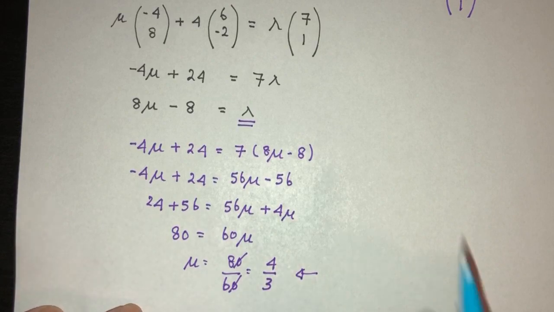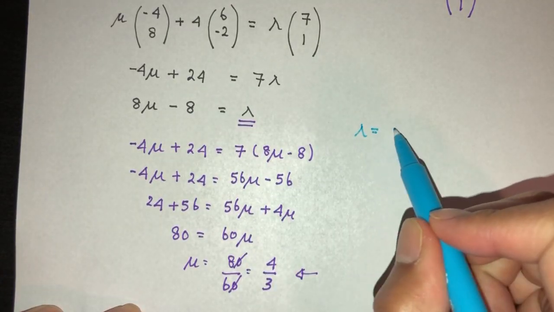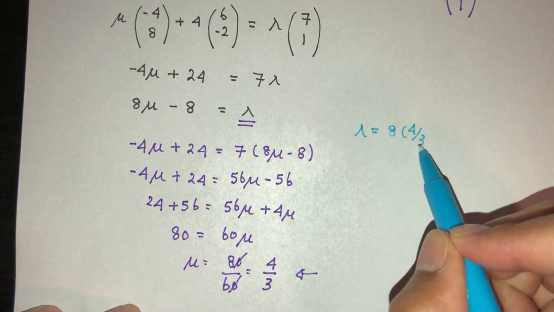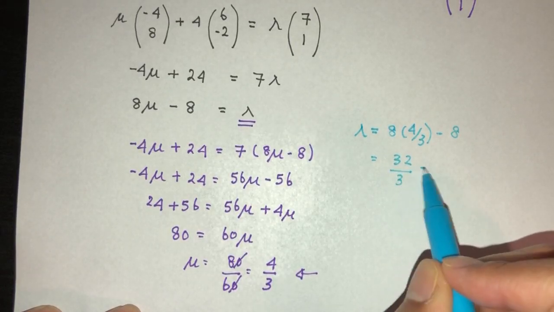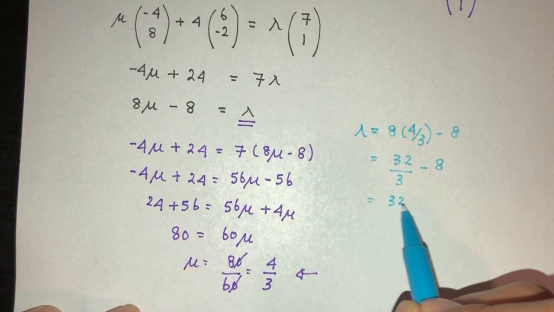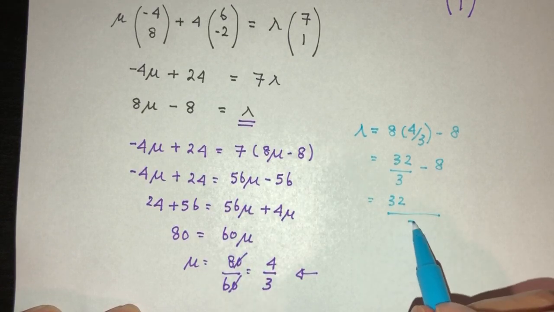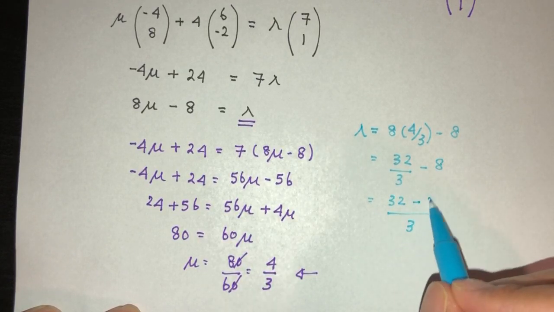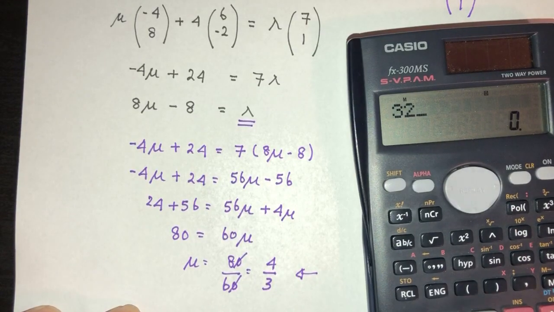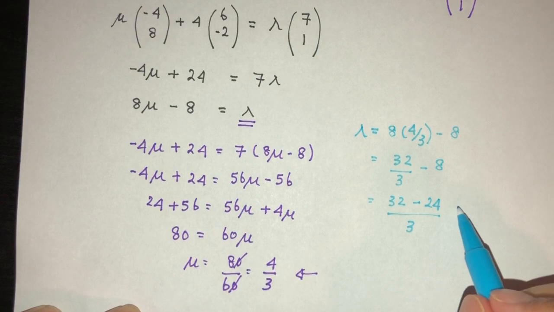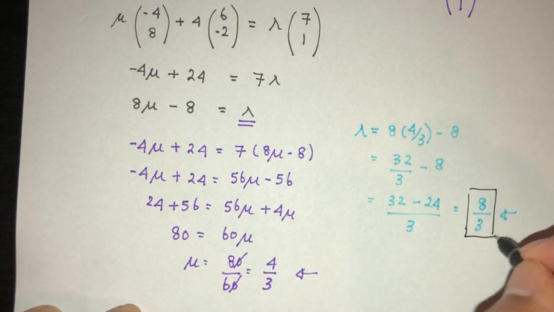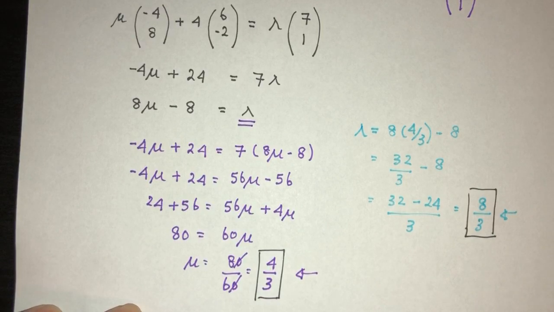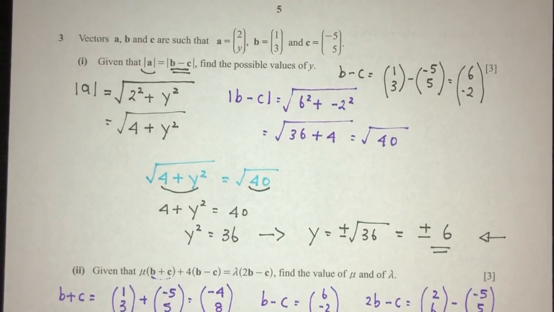Now using this value, we have to find the value of lambda. So lambda is equal to 8 times mu minus 8. That will be 32 over 3 minus 8. That will be 32. Let's make it become the same base, 3. That will become 24. So 32 minus 24, that will be 8. So lambda will be 8 over 3. Okay, so here you have your two values. Lambda is this, and this is mu. And that is your answer for your question number 3.